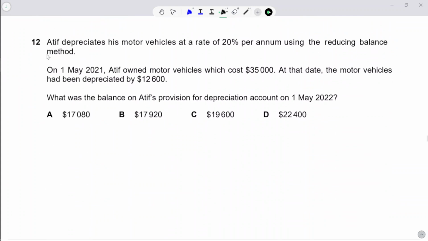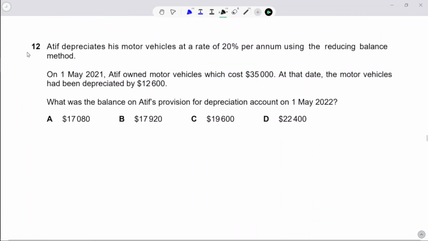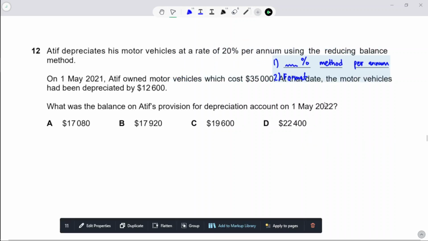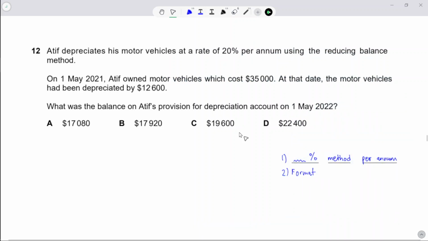Okay, now let's go to question number 12. First things first, they want us to use the percentage method and per annum. Then let's do the format.